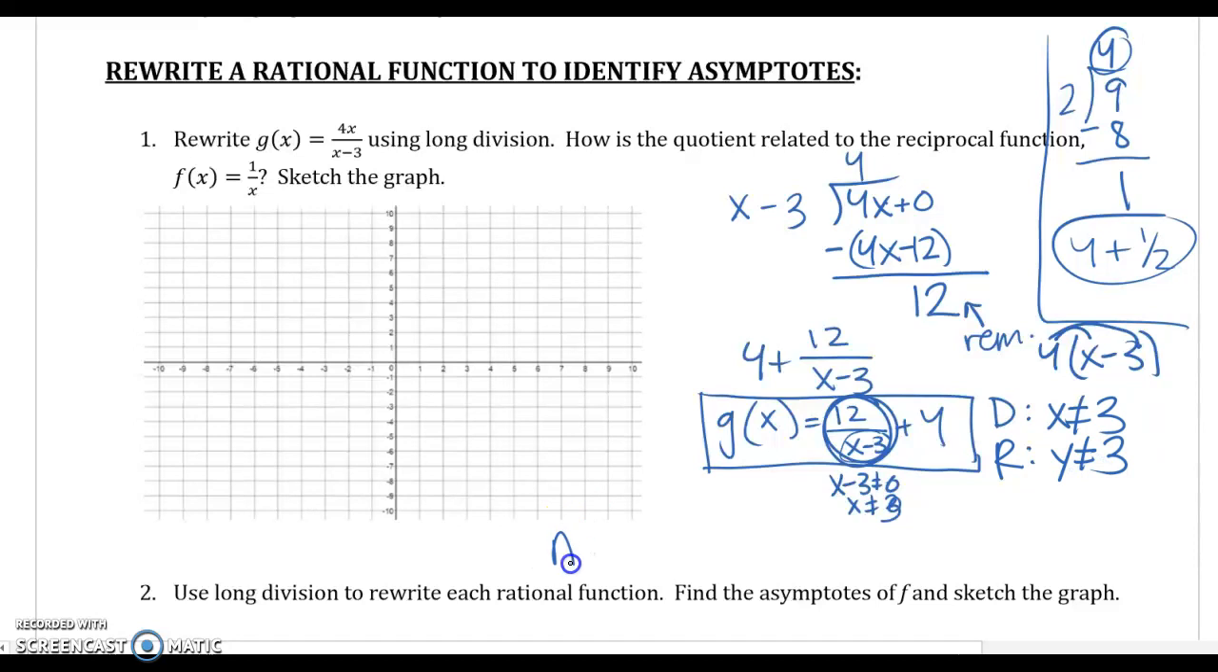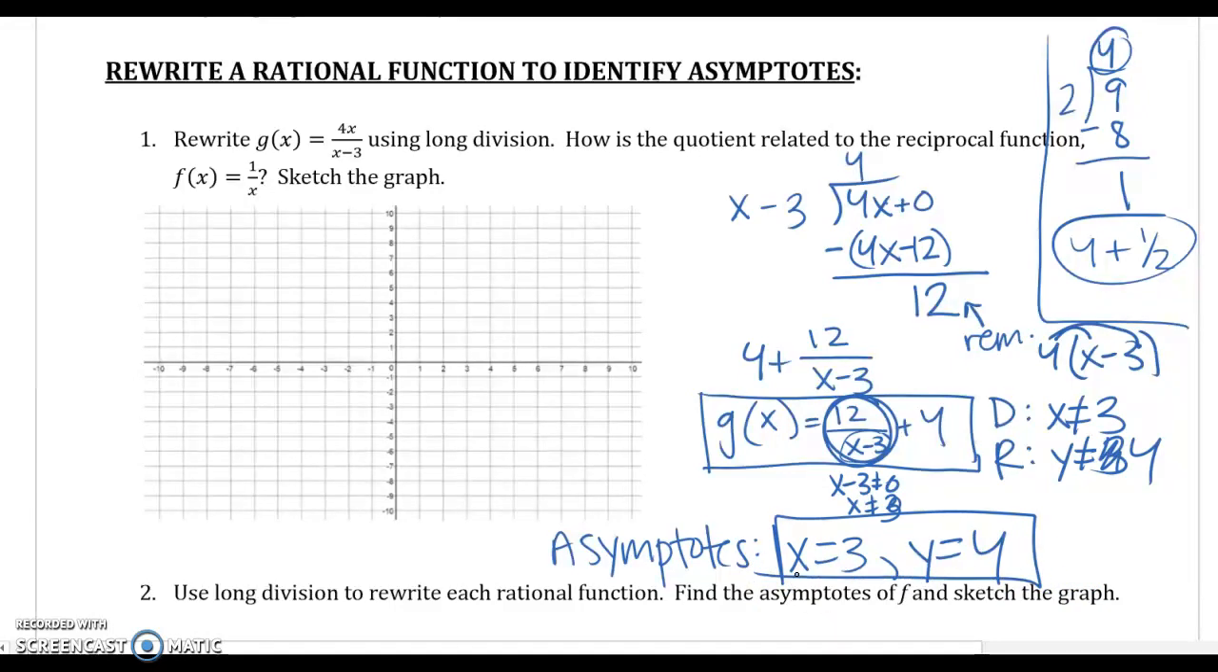So then for our asymptotes, instead of saying what they can't be, we're saying what it is, because we can graph our line at x equals 3. That can't be crossed. And y equals 4. Sorry about that. That should be a 4. That can't be crossed either. So those are our asymptotes. So then x equals 3 will be right there. Y equals 4. It's right there.